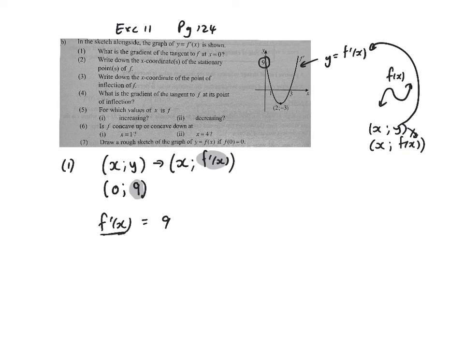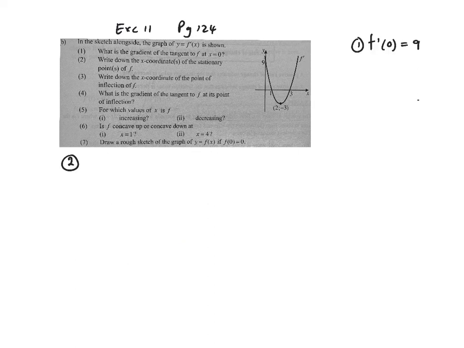Well, f prime x, the derivative of f of x, is the slope, right? So the slope, the gradient, is equal to 9. And what did I ask you? What is the gradient of the tangent to f at x is equal to 0? And that's exactly it. In the second question, write down the x-coordinates of the stationary points of f.